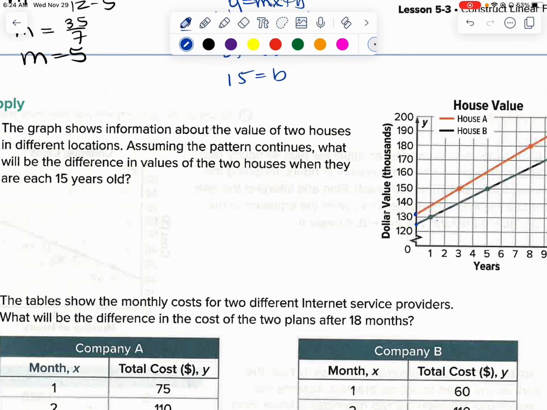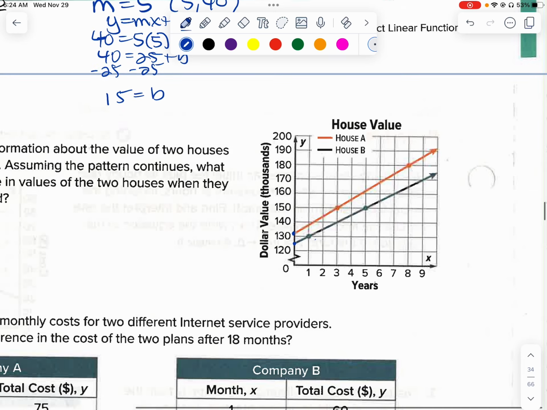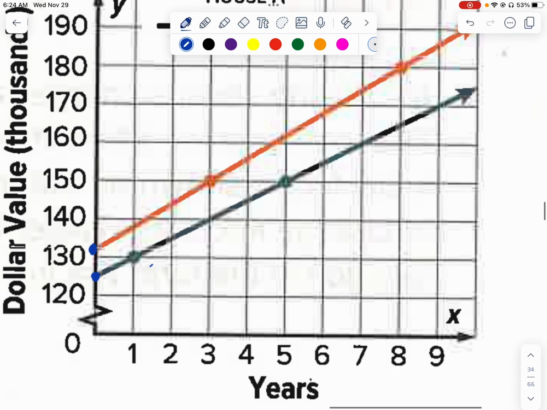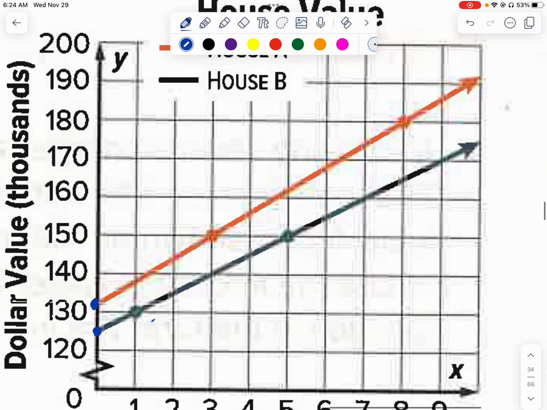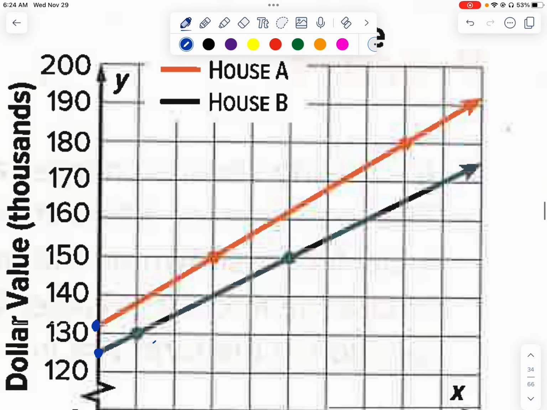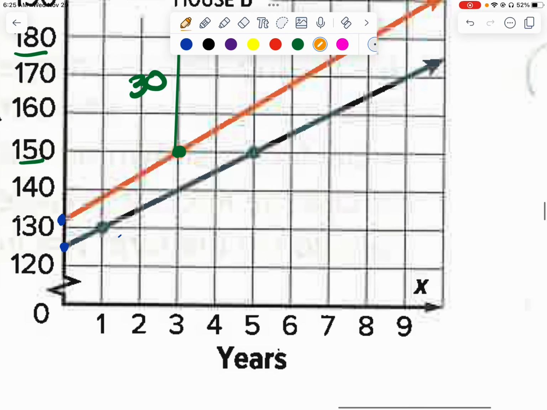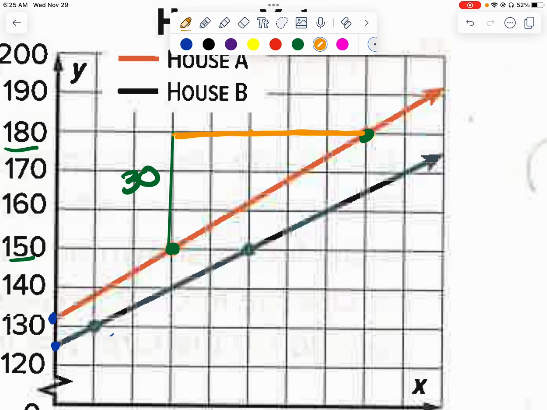So this one, we have house A and we have house B. The first thing I need to do for house A is find its slope. So I have a point here and I have a point here. How much did it go up? Well, we started at 150 and we went up to 180. So that is 30 tall. How far over did we go? Well, the bottoms are going up by ones. So 1, 2, 3, 4, 5.